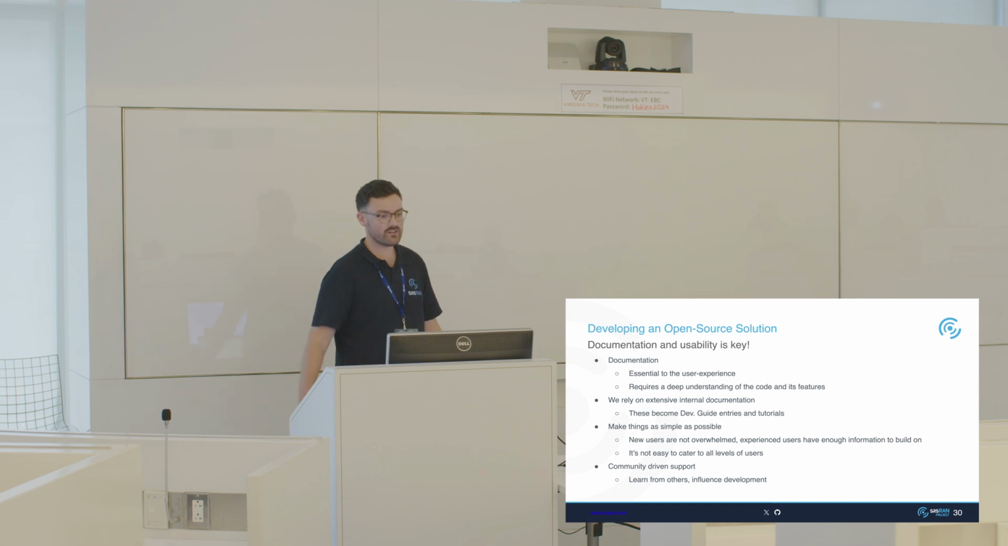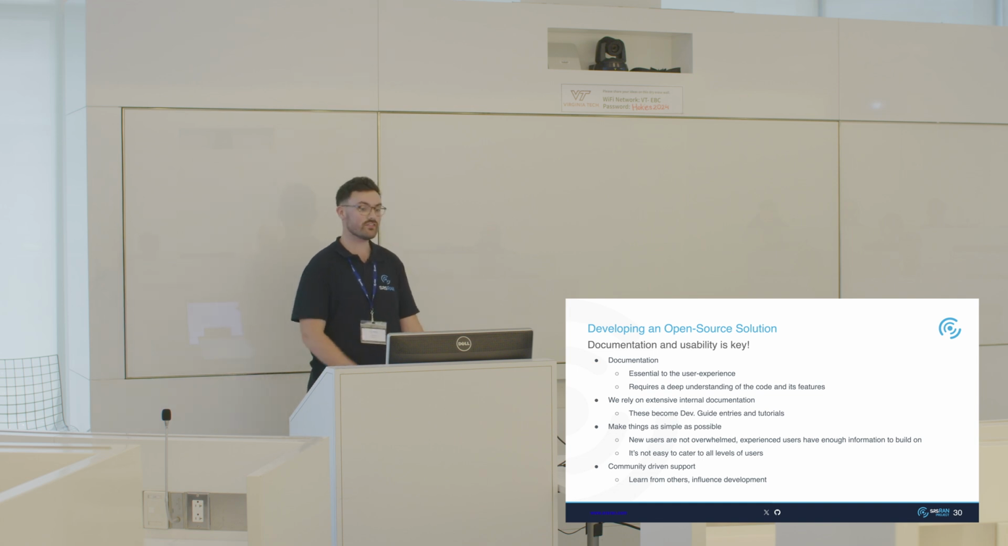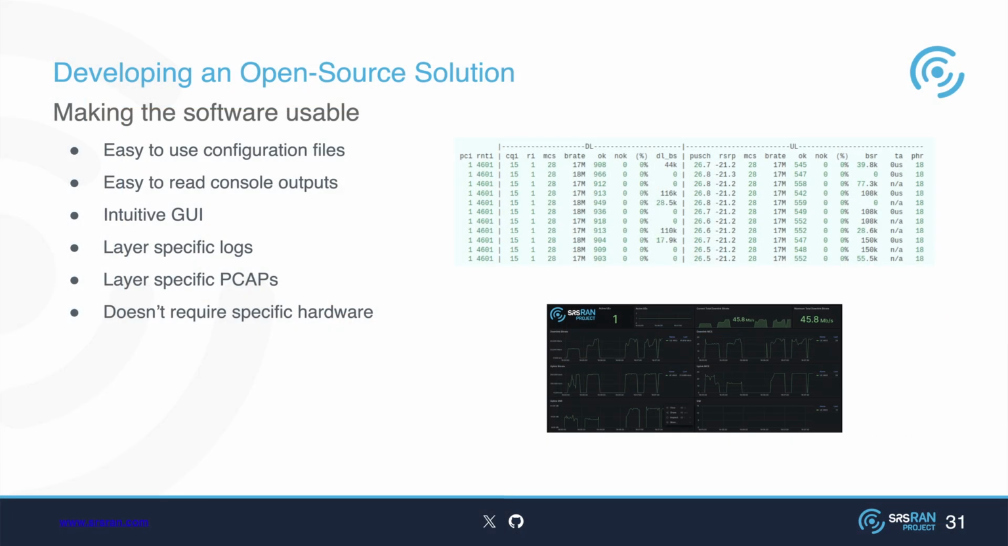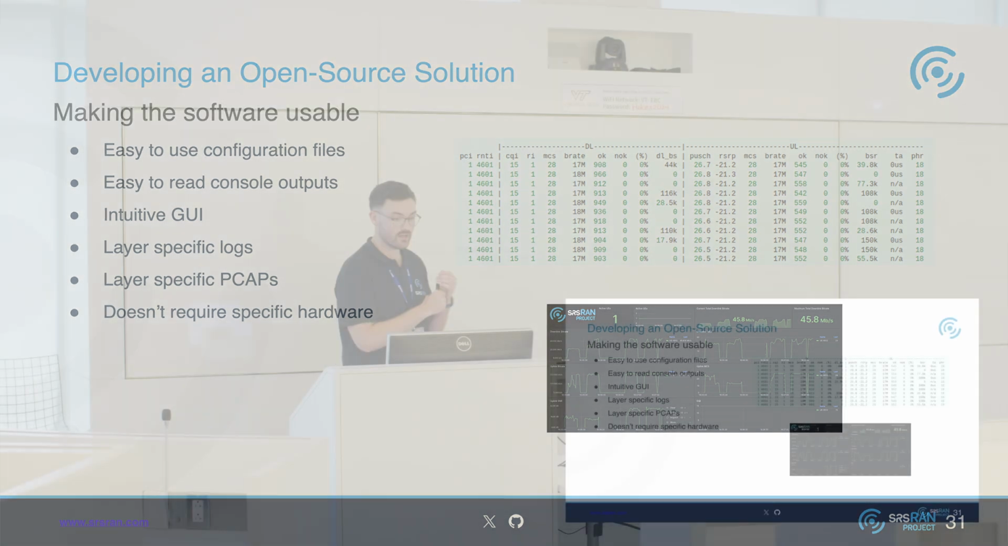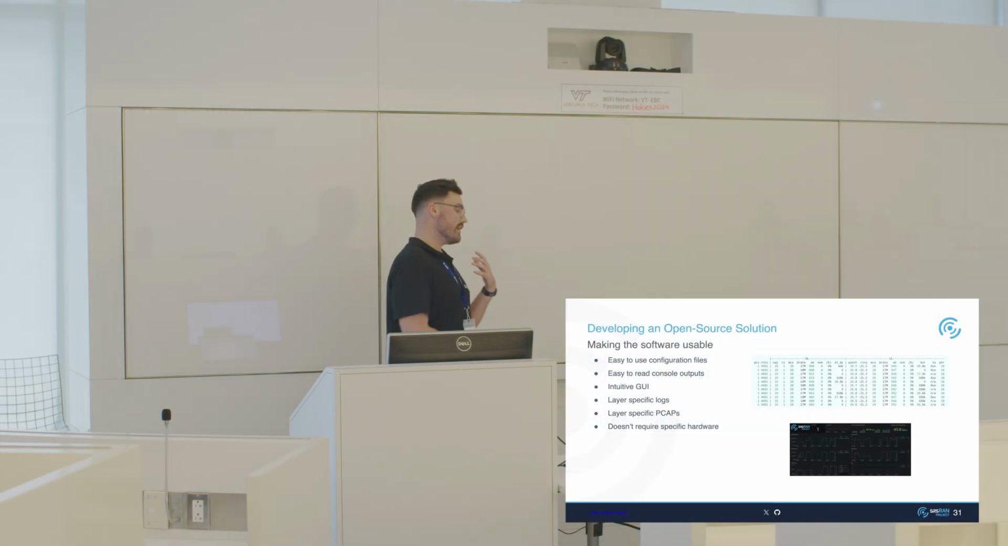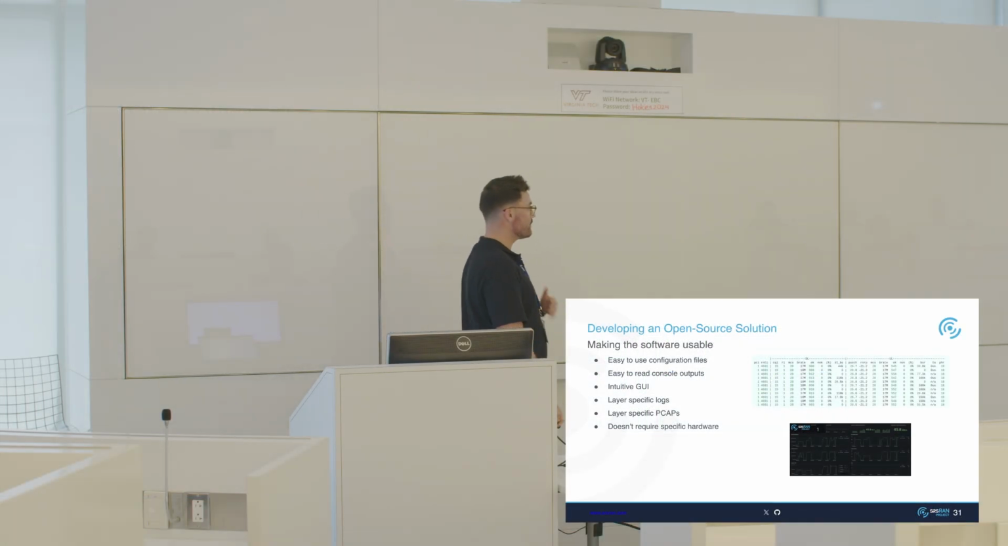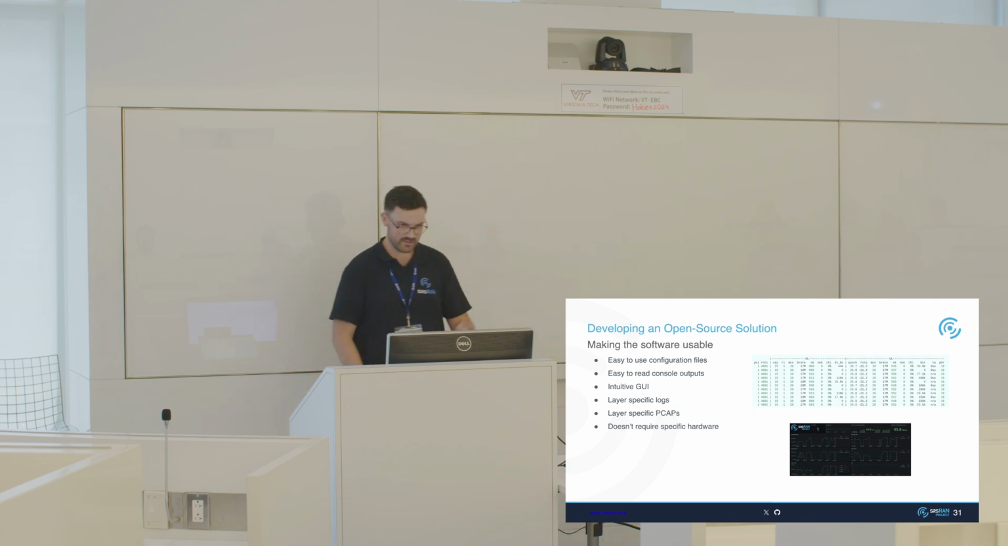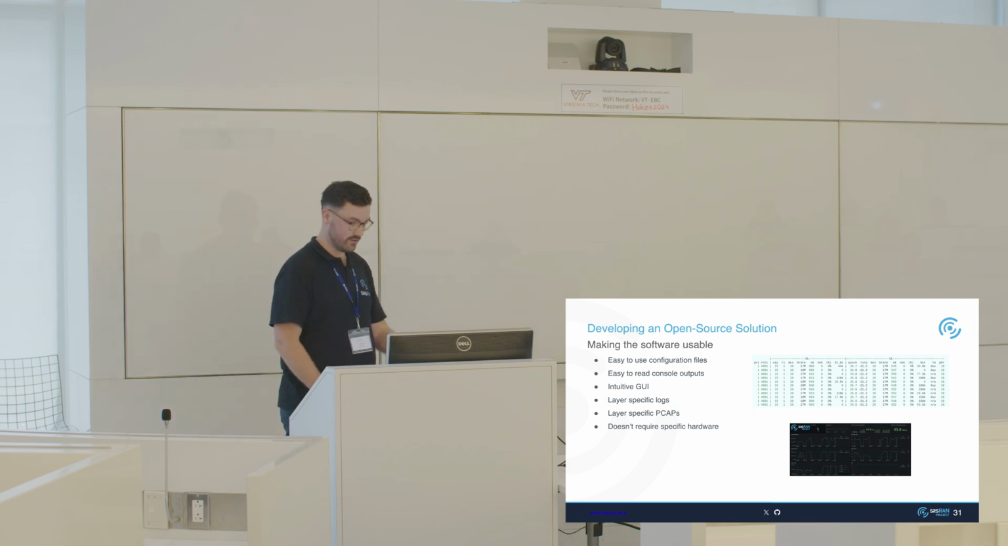Okay, so how do we make the software usable? So we have easy-to-use configuration files. If you use the code, you'll know about that. We have easy-to-read console outputs, so that's this in the blue box up here. We also have a pretty intuitive GUI based on Grafana. There are a large array of layer-specific logs that you can enable or disable as you need. There's also layer-specific PCAPs, which you can enable and disable as you need.